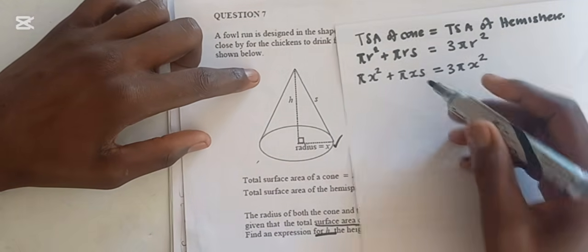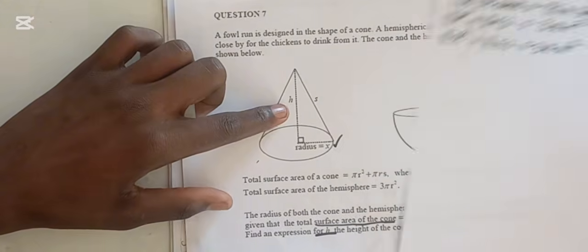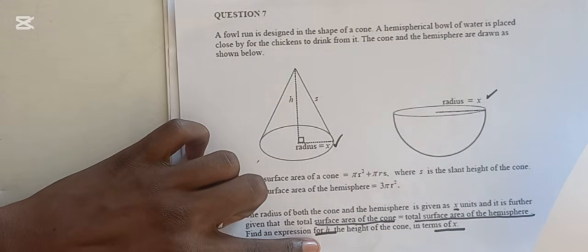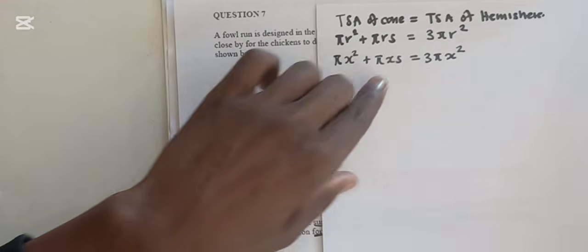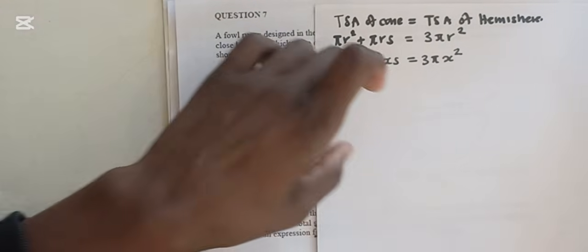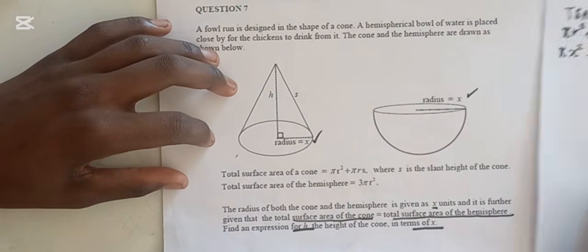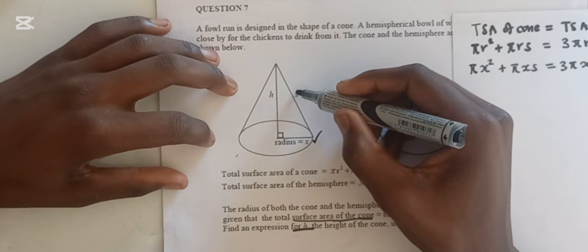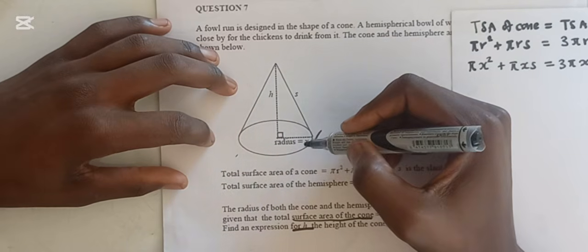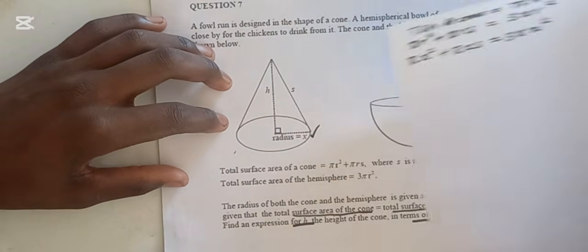Yes, we can find the value of h. As you can see here, the slant height s, we don't need the value of h in terms of s. We need it in terms of x. In other words, we have to eliminate this s from our equation. How can we eliminate it? We can eliminate it easily by finding the value of s in terms of h and x using the theorem of Pythagoras. So now let's use the theorem of Pythagoras.